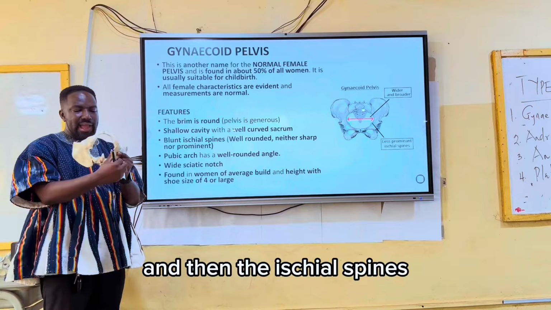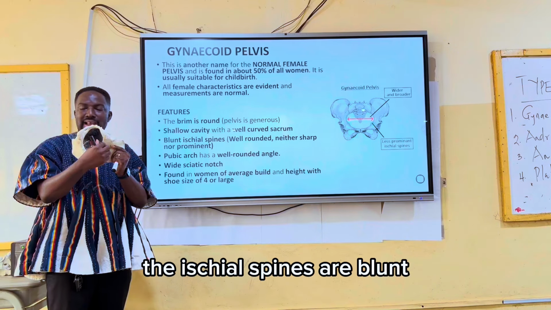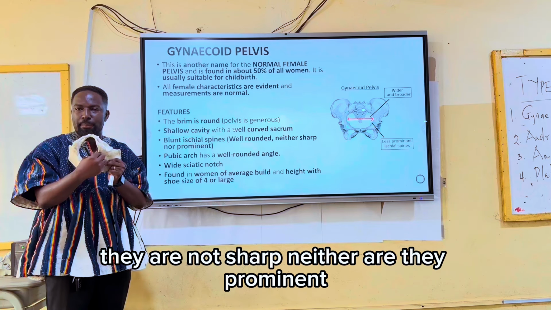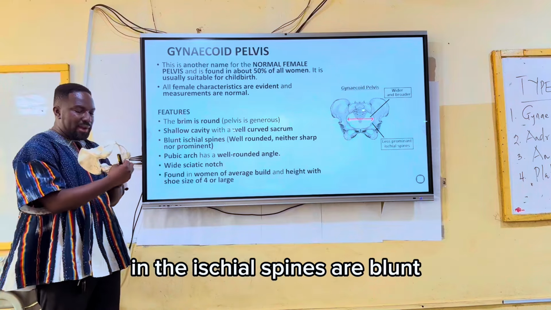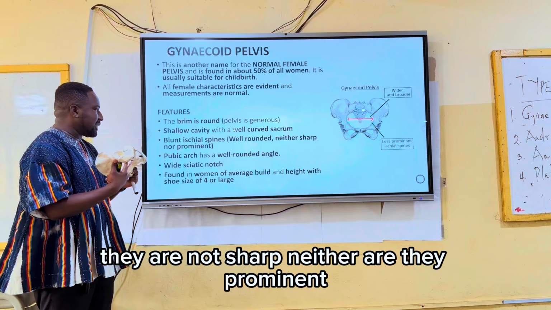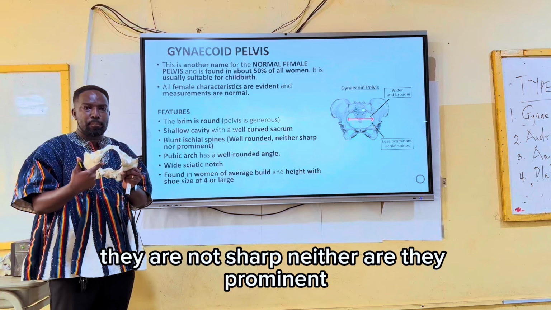And then the ischial spines are blunt. They are not sharp, neither are they prominent. In the gynaecoid pelvis, the ischial spines are blunt.